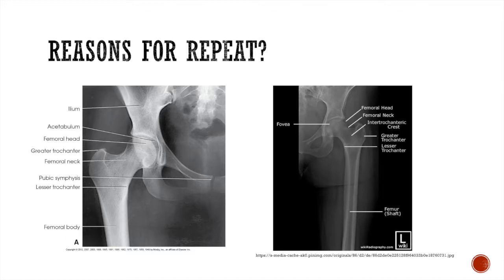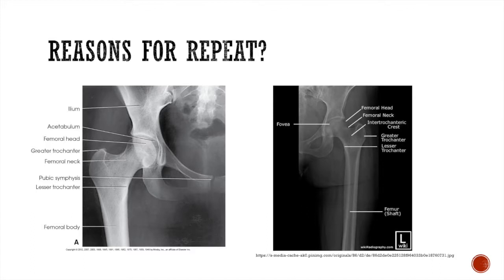When you're evaluating an AP hip radiograph, you want to make sure that all of the appropriate anatomy is seen to avoid repeat. You want to make sure you see the femoral head, the femoral neck, and greater trochanter. You also want to see the upper third of the femur, the acetabulum, which includes the ischium, the pubis, and the ilium. You should also be able to see the femoral neck that is not foreshortened. You want to see the greater trochanter in profile.